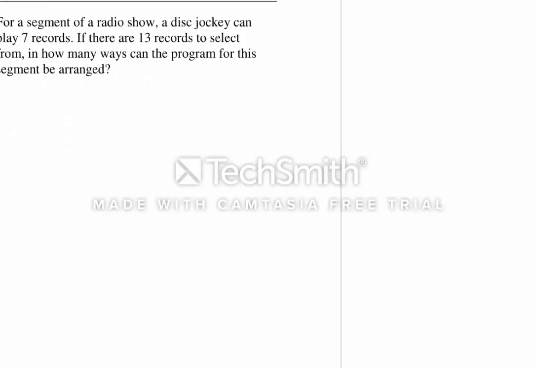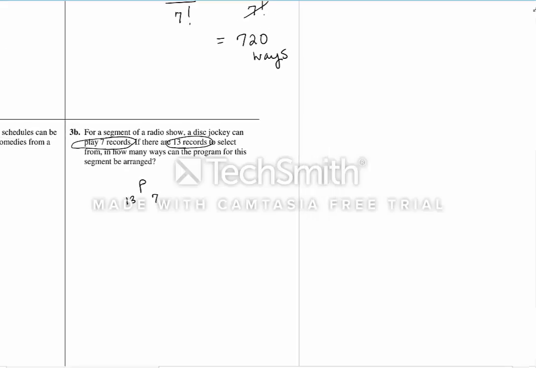Okay, 3B, for a segment in a radio show, a disc jockey can play 7 records. If there are 13 to select from, how many ways can the program for this segment be arranged? And we'll just use each one once, so it fits the definition of a permutation. Where we have 13 to choose from, we're going to select 7, and they're in an order. So we would have 13 factorial over 13 minus 7 factorial, which is 13 factorial over 6 factorial.